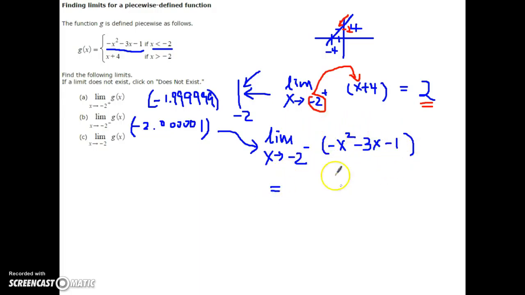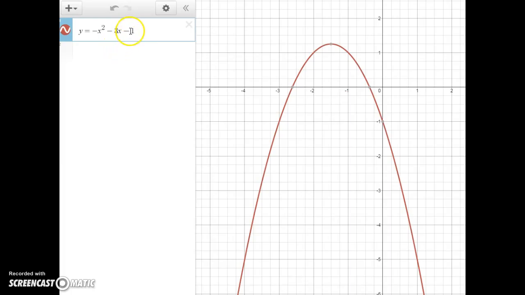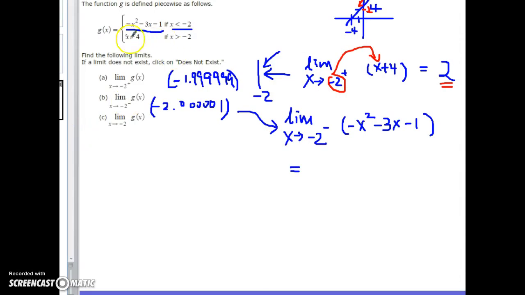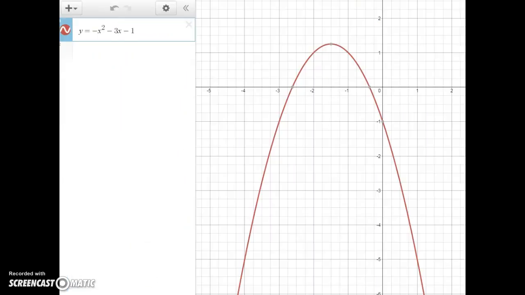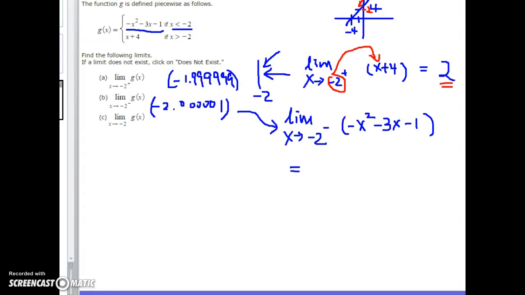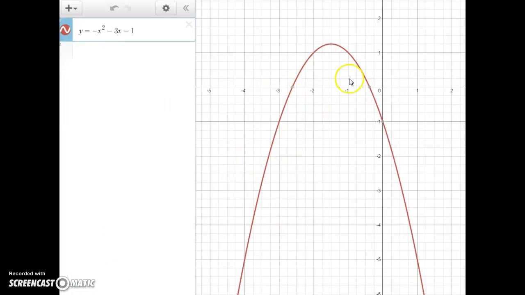You can put this in your graphing calculator, right? In fact, I'm just going to do that right now. I'm going to bring up Desmos, and you can see the graph of this. So I have put down the equation negative x squared minus 3x minus 1. I put that in Desmos. Yep, and here is the graph.